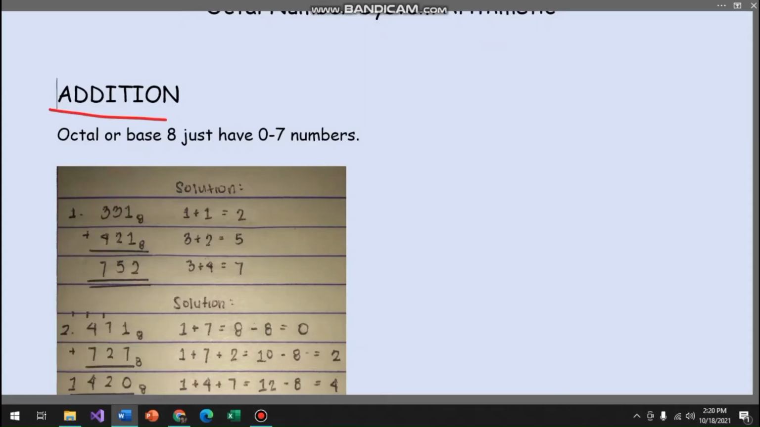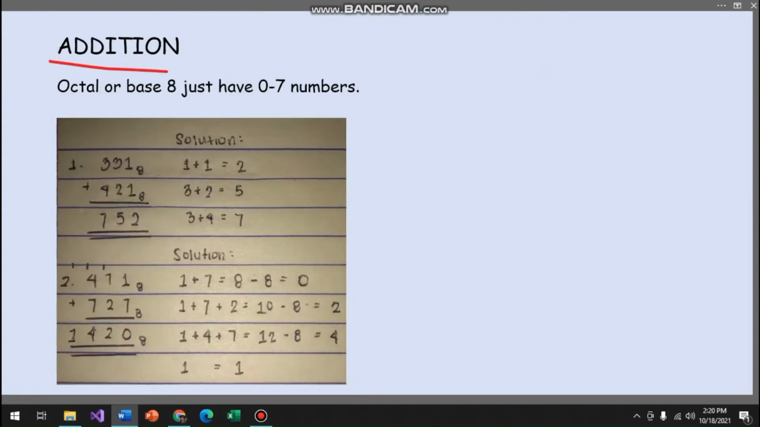First, the addition. In the first example, we have 331 base 8 plus 421 base 8. We will just add this. 1 plus 1 is equal to 2, 3 plus 2 is equal to 5, and lastly 3 plus 4 is equal to 7. And 752 base 8 is the sum of these two octal numbers.